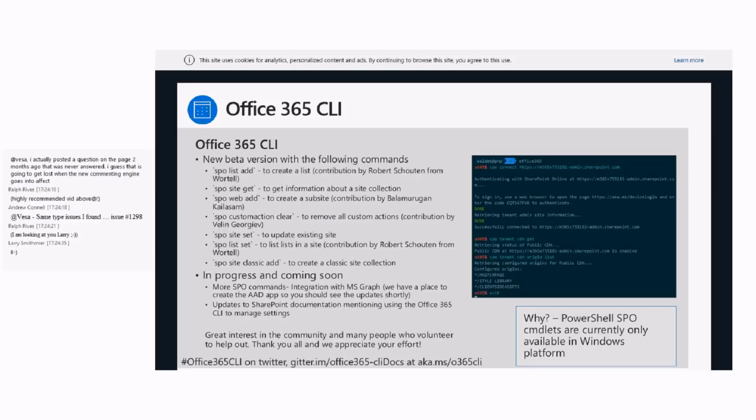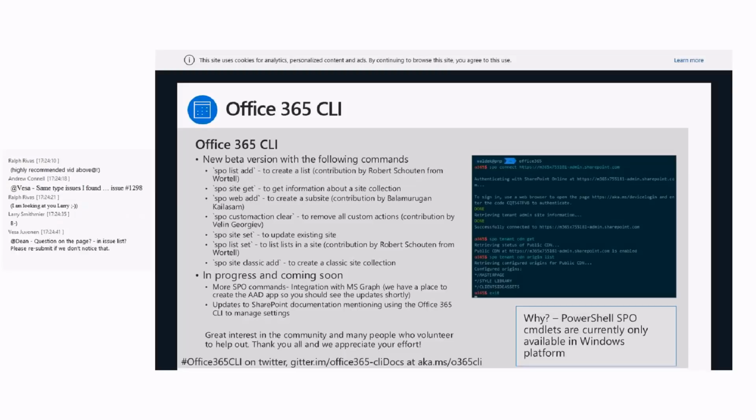And then on the bottom, if you're looking to make contact, get in touch, or ask questions about Office 365 CLI, there's a hashtag on Twitter that folks are following, Office 365 CLI. And then as well, there's a Gitter channel for Office 365, and aka.ms/office365cli is actually a shortcut to the Gitter channel as well.